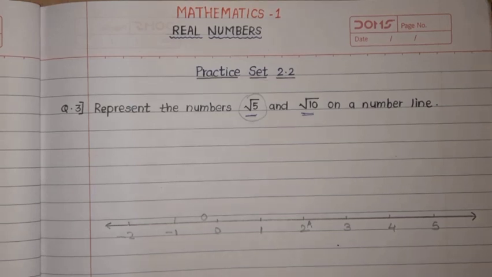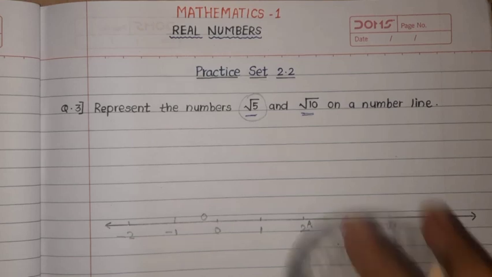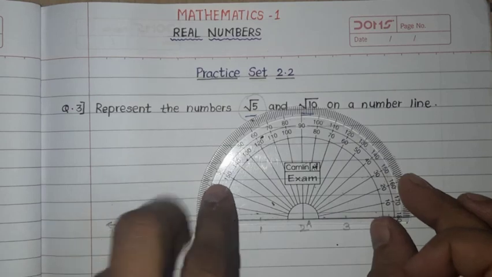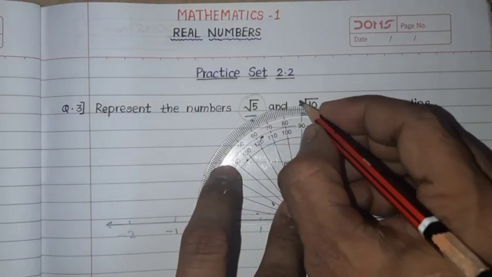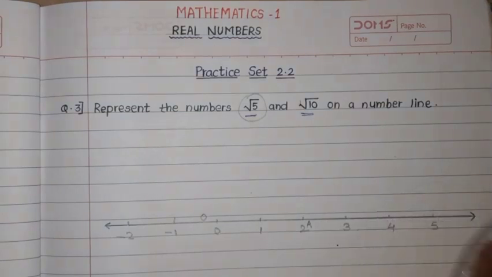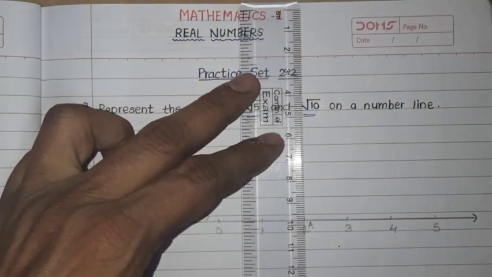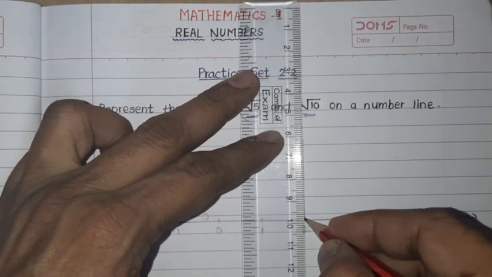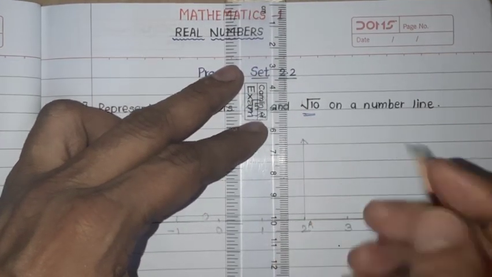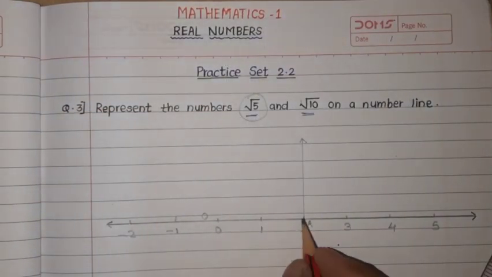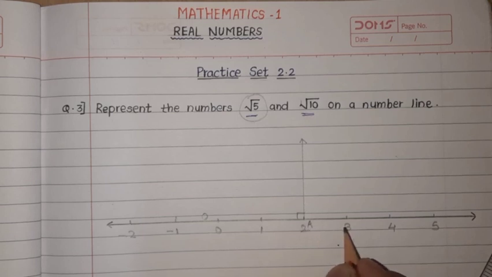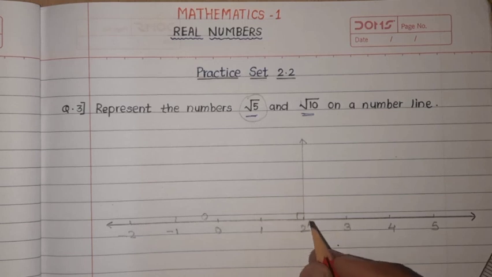Now from this point A, we have to draw a perpendicular line, that means the angle must be 90 degrees. Therefore on this point 2 we have to draw a perpendicular line. We take a 90-degree angle, and by taking this 90-degree angle we can draw a perpendicular line like this. We draw this perpendicular line at point A, on 2, because our point lies between 2 and 3.